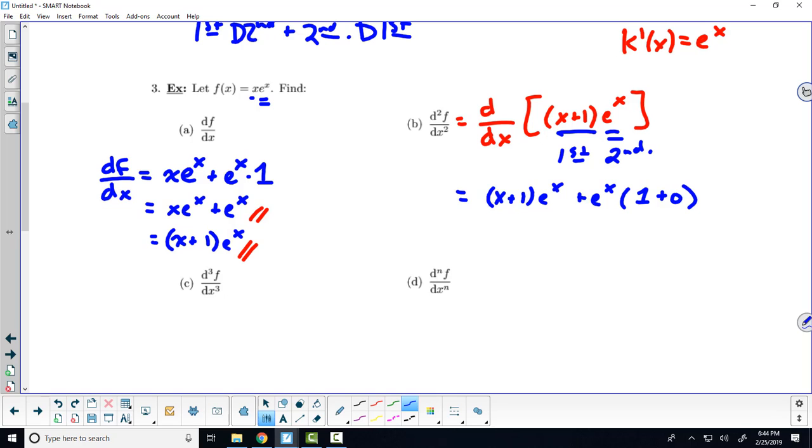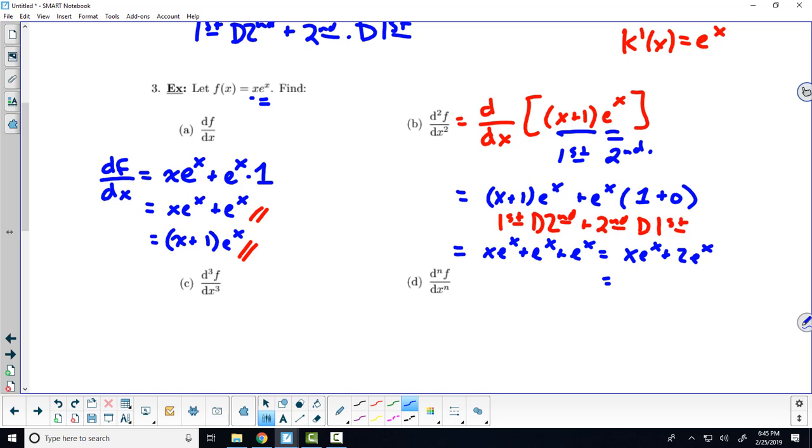Until I get really, really good at this, I'm just going to go ahead and label things below: the first, the second, the second plus the second, the first. This cleans up fairly nicely. If I distribute this e to the x, I have x e to the x plus e to the x plus e to the x, which is the same thing as x e to the x plus 2 e to the x. And now if I factor out an e to the x, I get x plus 2 times e to the x.